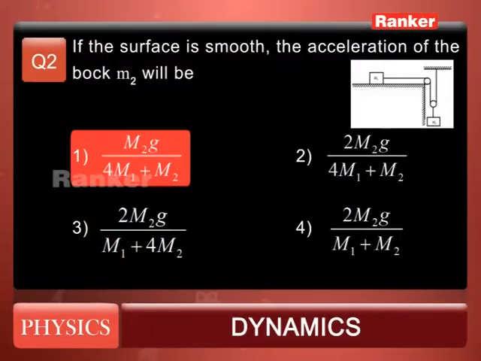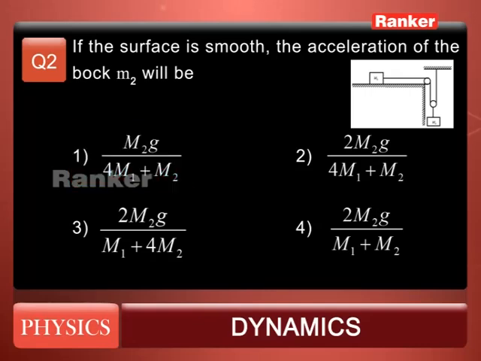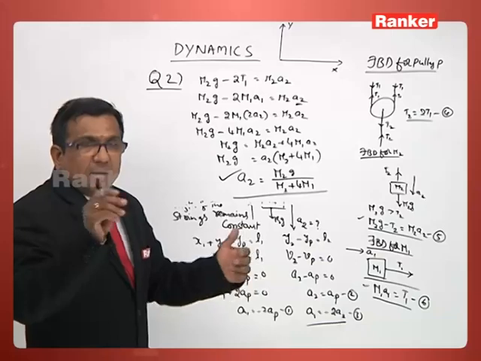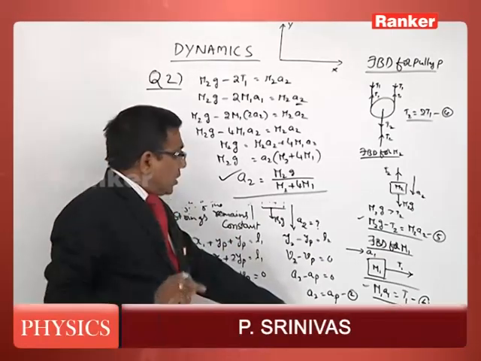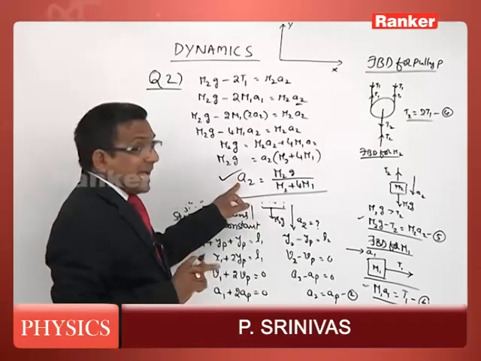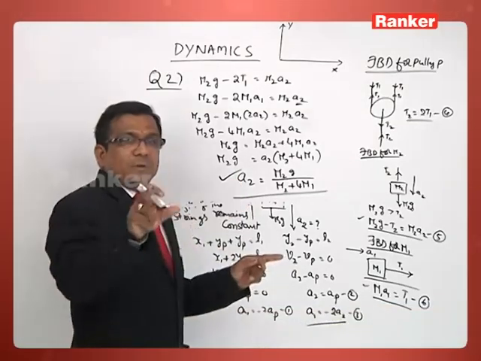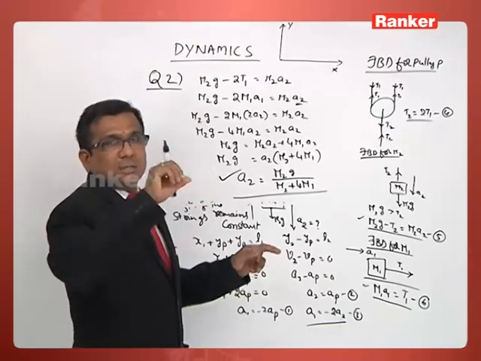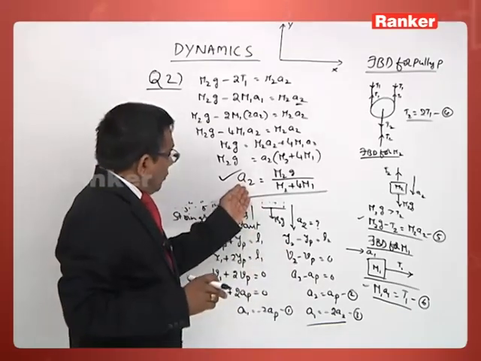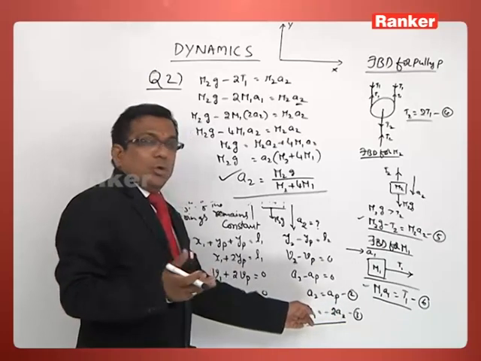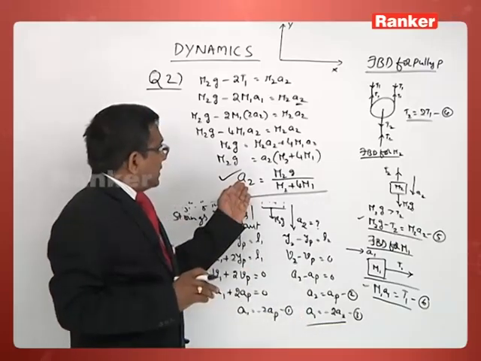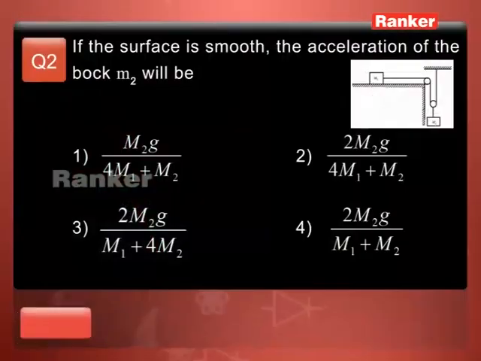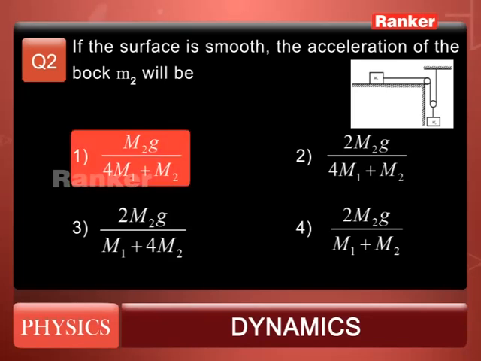See the options. The first option, m2g by 4m1 plus m2, is what you get, so the first option is your correct option. In the same problem you can remember one more point. Here I am calculating the acceleration of the hanging block. Suppose I want the acceleration of the block on the horizontal surface: when you know a2, substitute a2 here and you can also get a1. Otherwise, in this problem the first option is the correct option. So that is your correct answer.